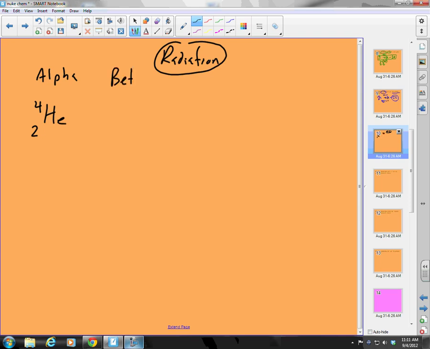I can have a beta decay, beta radiation, and what is emitted? An electron. And then I can have positron. And in positron, I have a proton that becomes a neutron and a positron. And the positron is emitted, and its symbol is 0 plus 1 e.